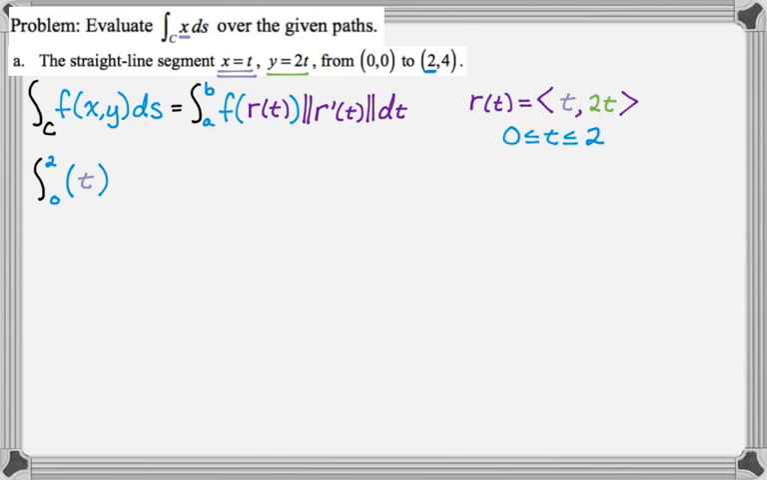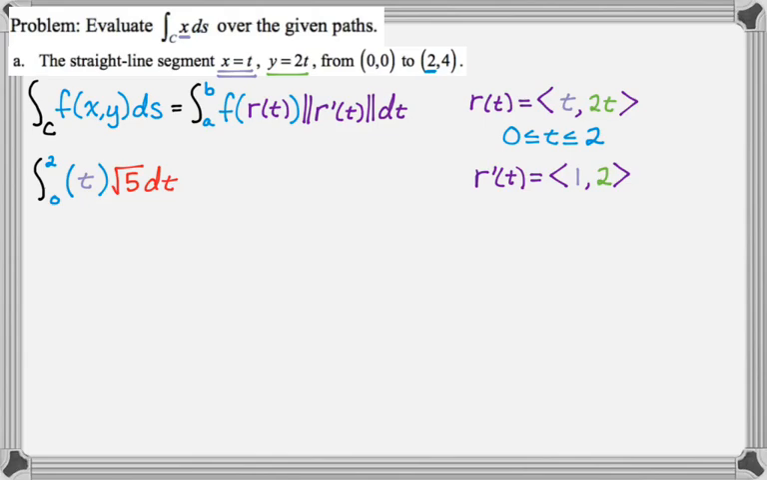To figure that out, we actually need to know what r prime is, which we can just find component by component. So the derivative of t is 1, the derivative of 2t is 2. So we get this. I need to know the magnitude of that vector. So square root of 1 squared plus 2 squared is square root of 5. And now everything is a function of t, so dt. And this now is like a Calc 1 kind of basic integral, so let's just evaluate.